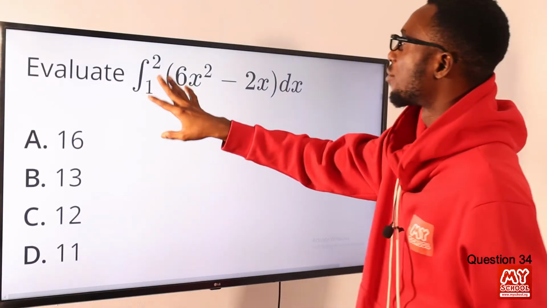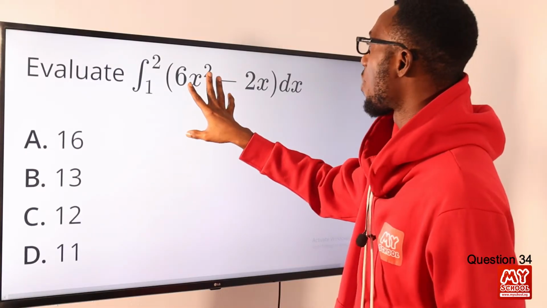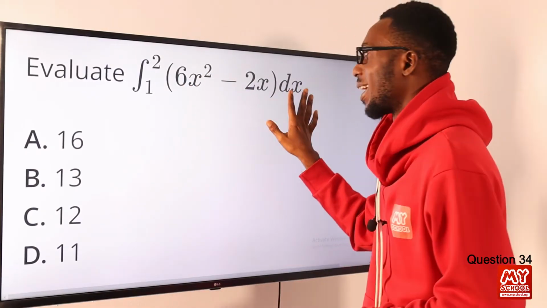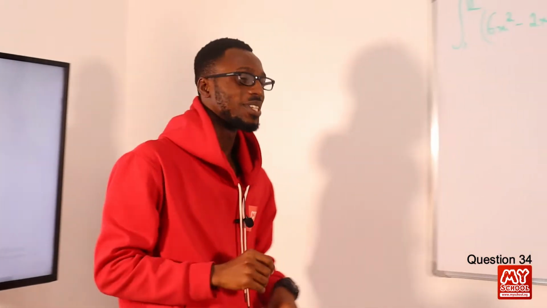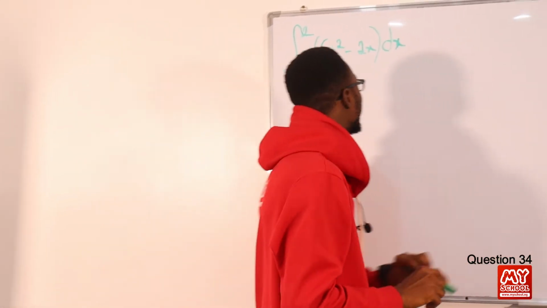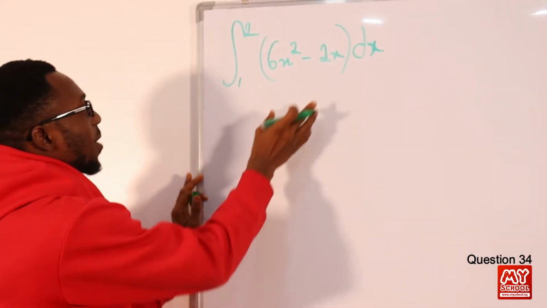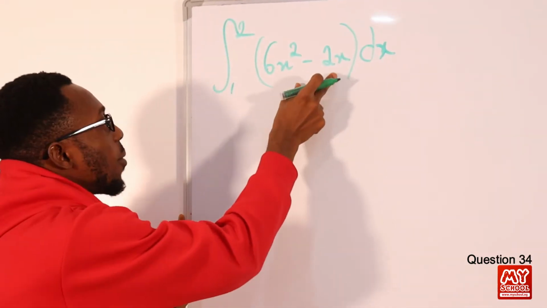Evaluate the integral from 1 to 2 of 6x squared minus 2x dx. All right, this is for integration. It is super easy. Just follow the steps. Okay, so we have it right here. So at first, we have to integrate what we have right here.